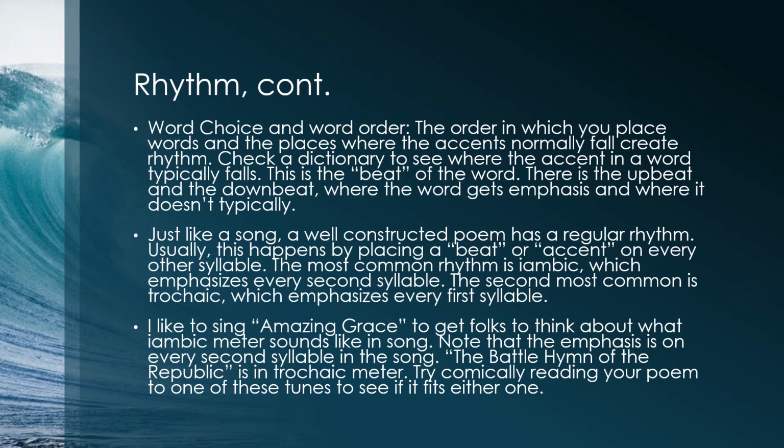Just like a song, a well-constructed poem has a regular rhythm. Usually this happens by placing a beat or accent on every other syllable. The most common rhythm is called iambic, which emphasizes every second syllable. And the second most common is trochaic, which emphasizes every first syllable. So I like to sing Amazing Grace to get folks to think about what iambic meter sounds like in a song. That's, again, putting the beat on every second syllable. That's the most common way that poets write.